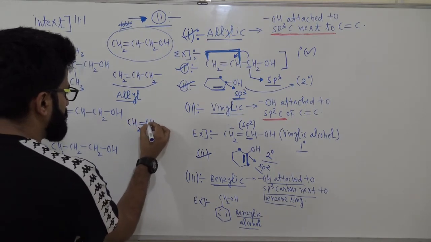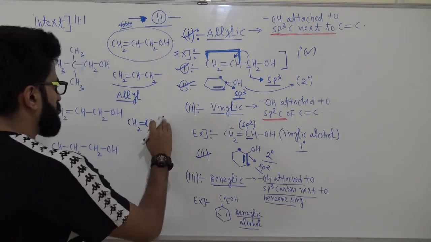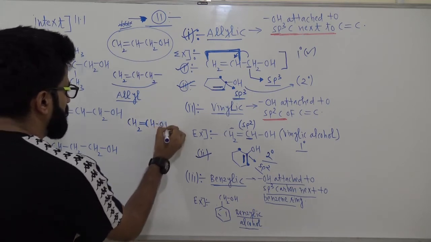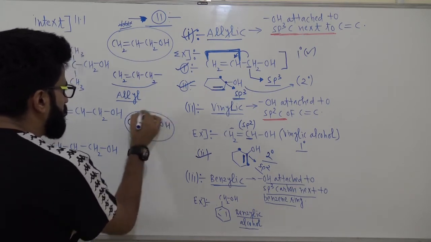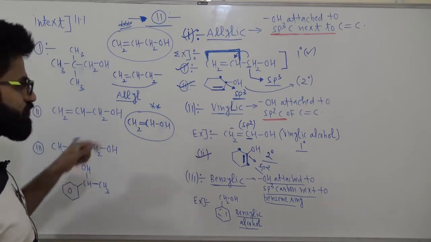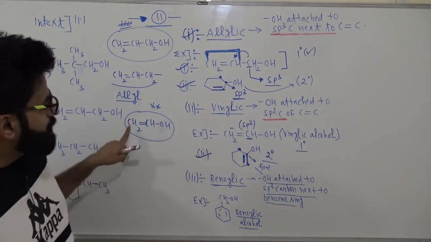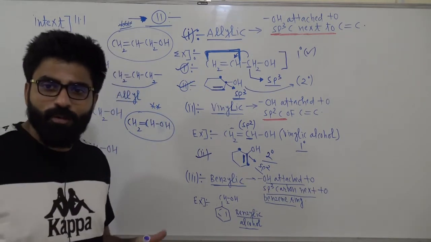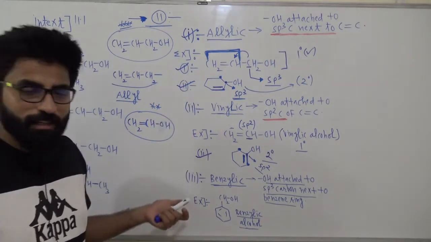CH2 double bond CH, CH2 double bond CH and OH. We will draw this as the structure of vinyl alcohol, because in common naming we call this alcohol vinyl alcohol. Clear to everyone? I hope everything is clear, right?